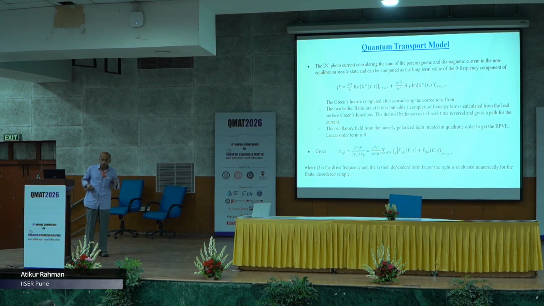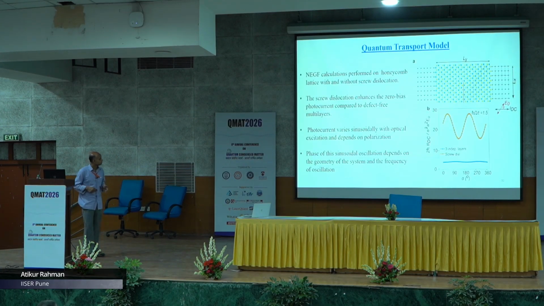But if you now introduce a screw dislocation, basically a cut into it, then the current actually increases significantly. Here this is just 3 independent layers, the current will get this much, but in the presence of light, you will get the current significantly, and it will also show this angular dependence, which qualitatively matches the nature of what we see in our samples.